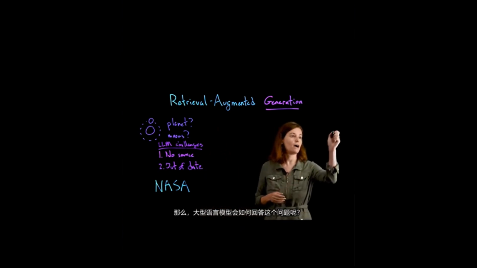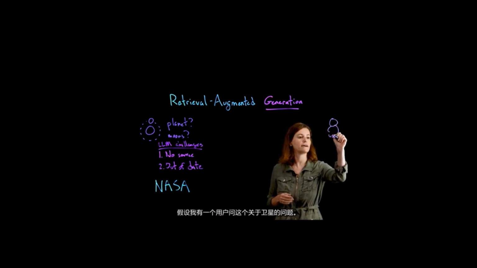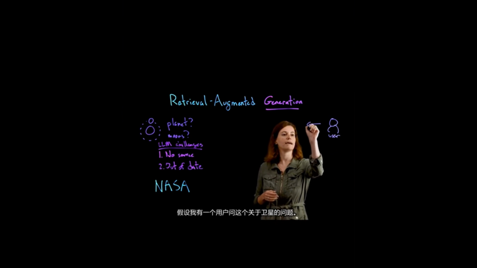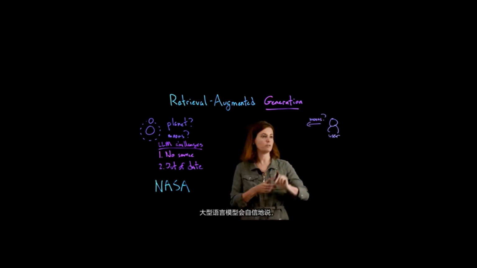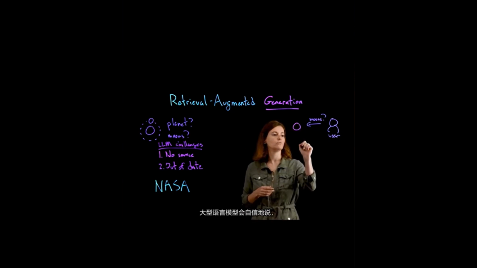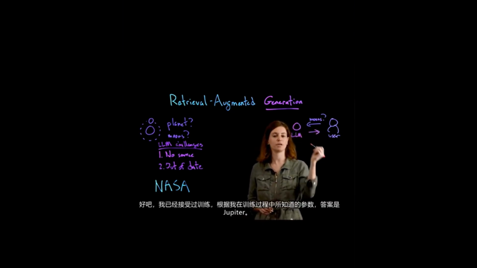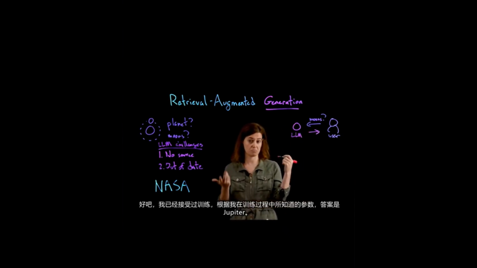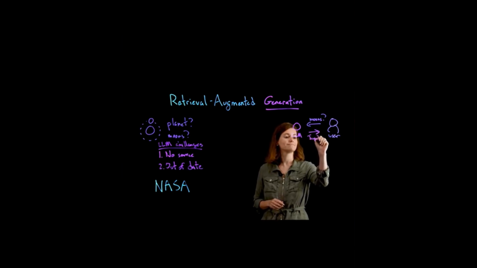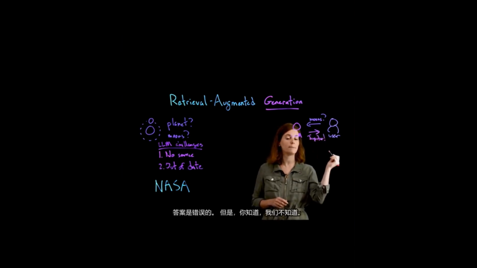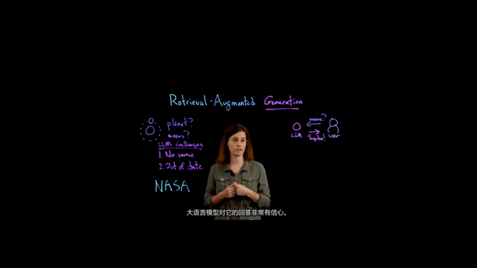All right, so what does this have to do with large language models? Well, how would a large language model have answered this question? So let's say that I have a user asking this question about moons. A large language model would confidently say, okay, I have been trained, and from what I know in my parameters during my training, the answer is Jupiter. The answer is wrong, but we don't know. The large language model is very confident in what it answered.